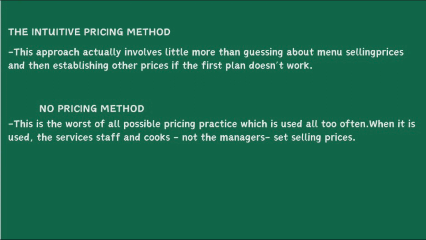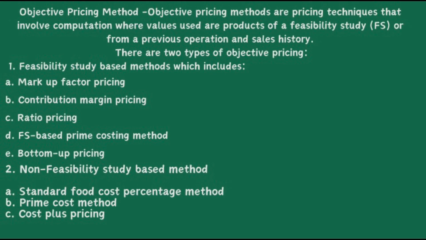This approach actually involves little more than guessing about menu selling price and then establishing other prices if the first plan doesn't work. Next, the new pricing method. This is the worst of all possible pricing practices, which is used too often. When it is used, the service staff and cook, not the manager, set selling prices. And last, objective pricing method.